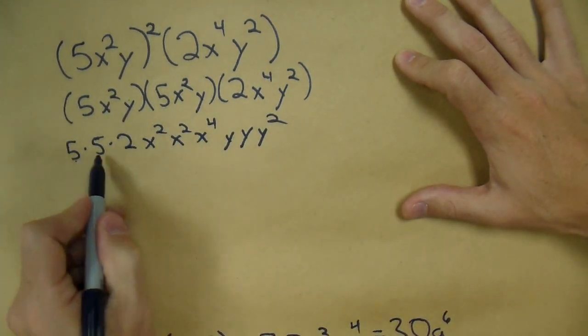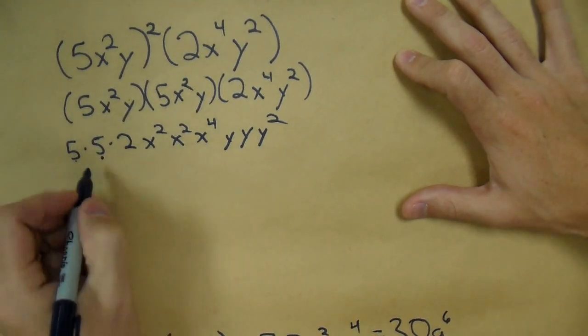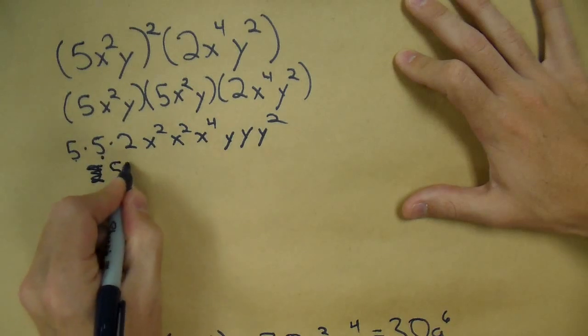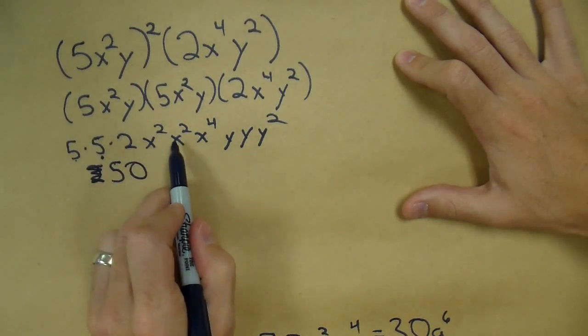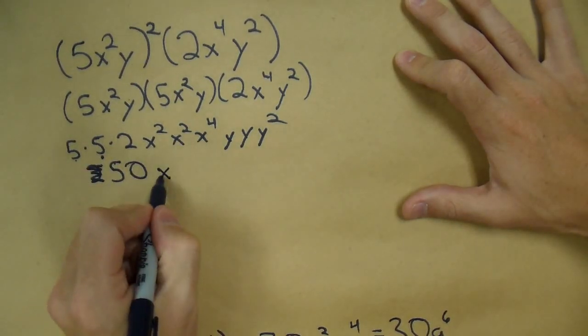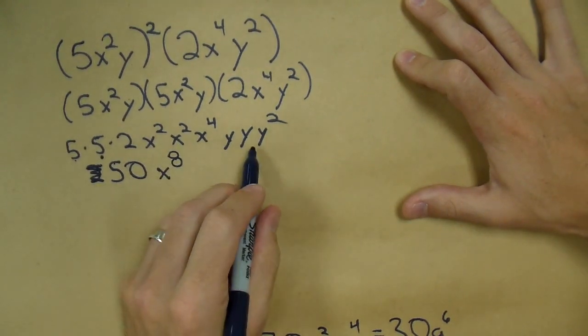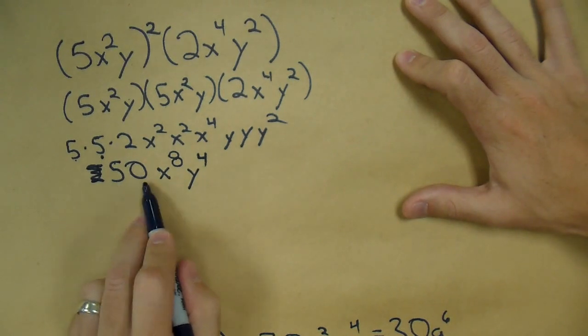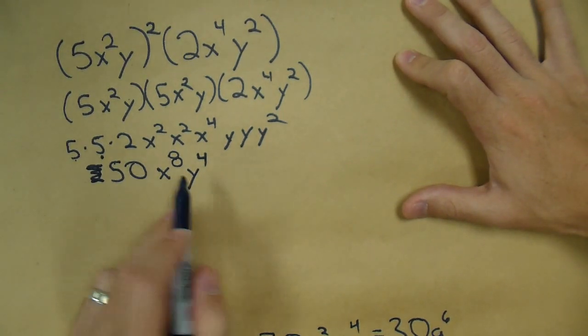I put them together. 5 times 5 is 25, times 2 is 50. I have 2, and 4 plus another 4 is 8. And then 1, 2, and then another 2 is 4. So this comes out to be 50 x to the 8th, y to the 4th.